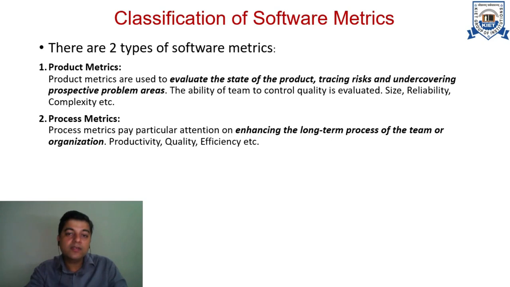While process metrics are the metrics which are used by organizations in order to enhance the long-term processes of a team or the organization. So these metrics become very, very important for the evolution of an organization. The organization tries to improve its productivity, quality, efficiency, etc. with the help of process metrics. So both these metrics, the product metrics, very important for the current project in hand, and process metrics, are important for the organization as a whole in order to improve their working, in order to produce better software in future.